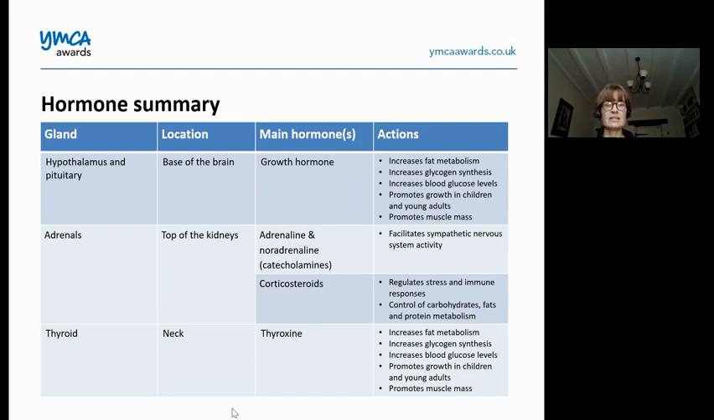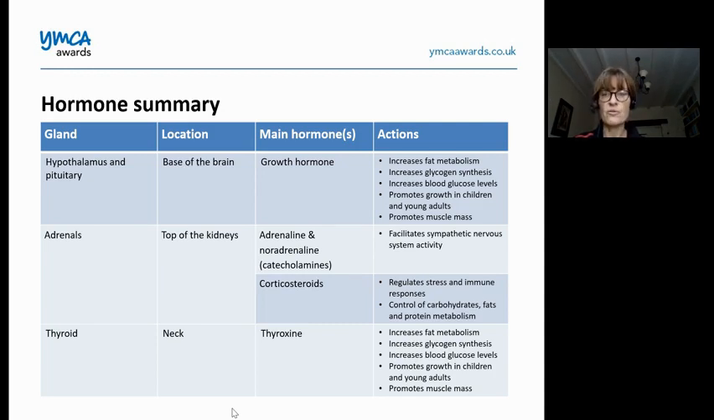So, deep breath. Let's have a little look at our hormone summary. I mentioned that the hypothalamus is by the pituitary gland, so they're pretty much sitting together at the base of the brain. The important one to remember for the pituitary is that it secretes growth hormone. Obviously younger people who are growing will have higher levels of growth hormone than adults.